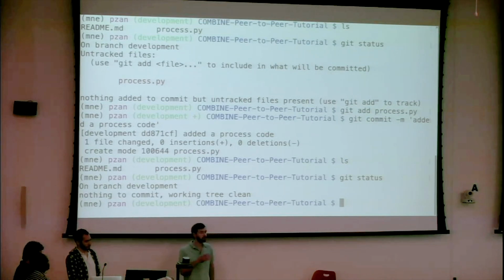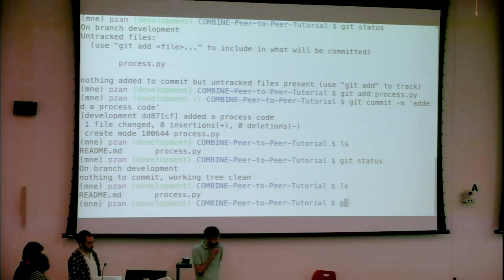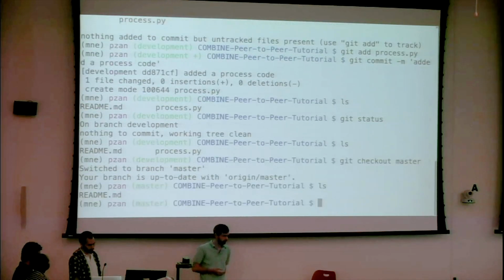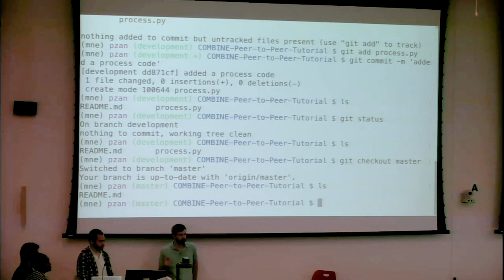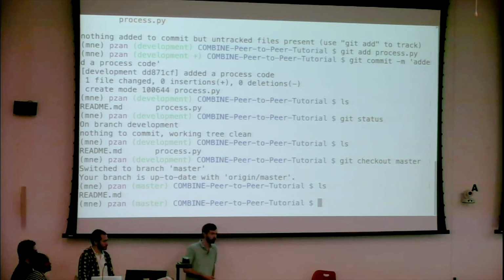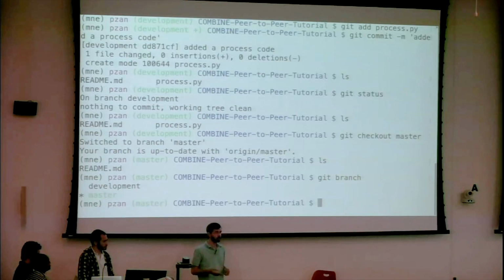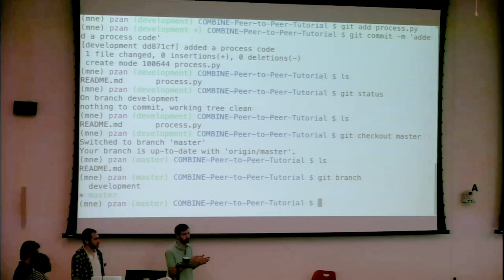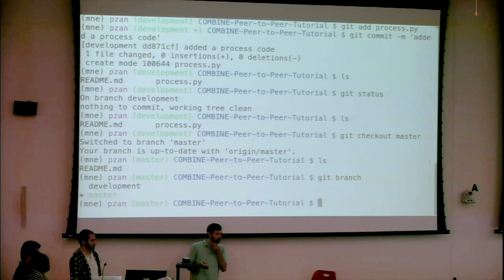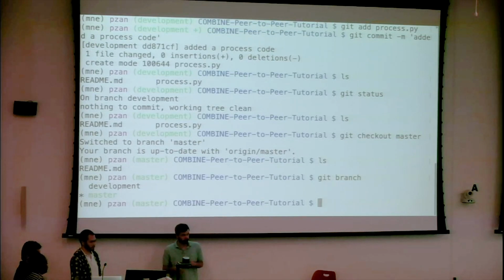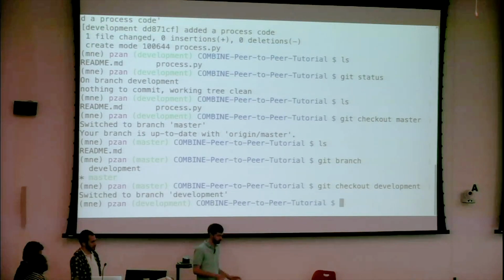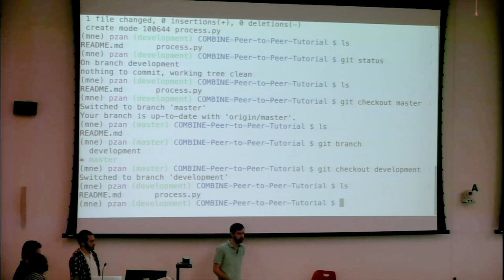So now if we go and check out the master branch and do ls, you'll see that the process.py file has disappeared. It's no longer there because we have this repository that's keeping track of the changes, and we know that this process file only belongs on development and not on the master branch. And now if we check out development again, and do ls, the process.py file shows up again.